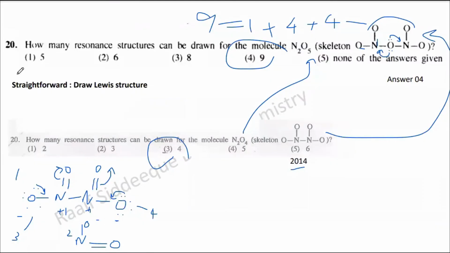So think about the relation. This is also 20, and this is also 20. Just the oxygen count is different: N2O4 is now N2O5, a little bit oxidized.